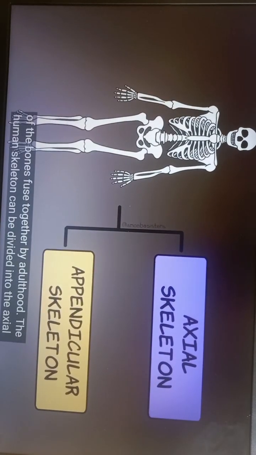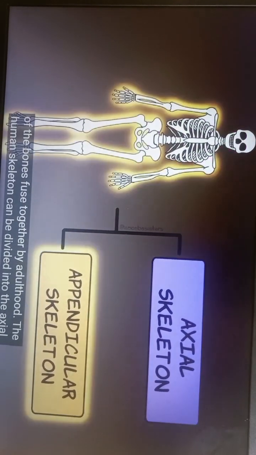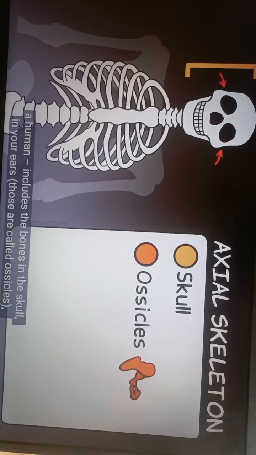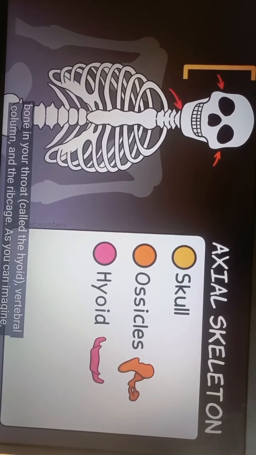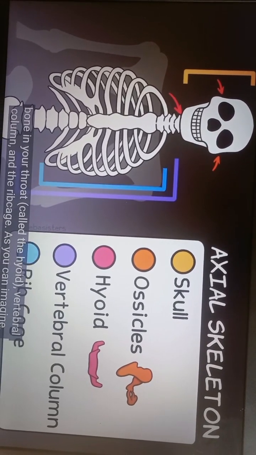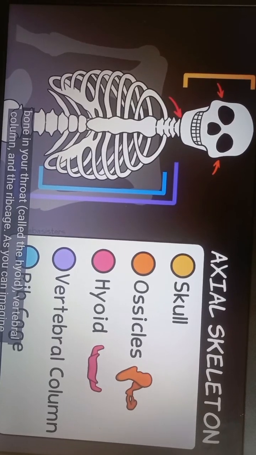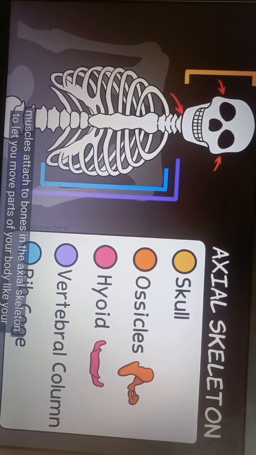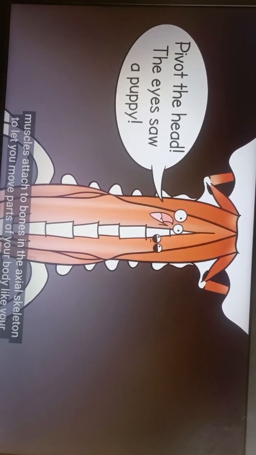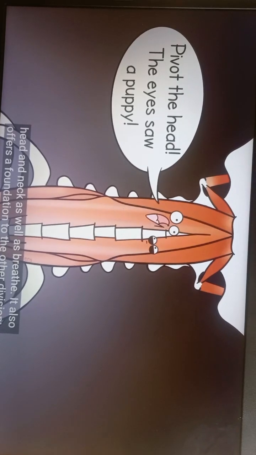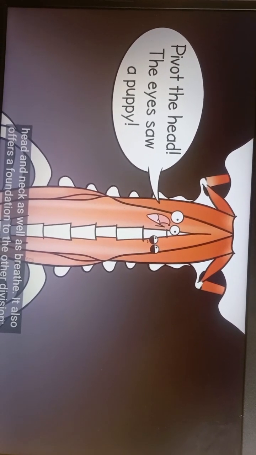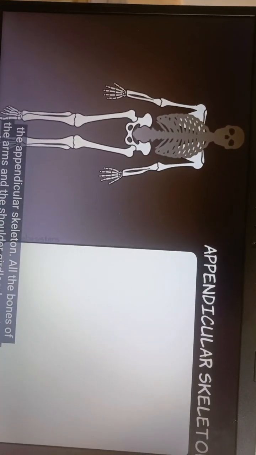The human skeleton can be divided into the axial skeleton and the appendicular skeleton. The axial skeleton, think central axis of a human, includes the bones in the skull, in your ears, those are called ossicles, bone in your throat, called the hyoid, vertebral column, and the rib cage. As you can imagine, muscles attach to bones in the axial skeleton to let you move parts of your body like your head and neck, as well as breathe. It also offers a foundation to the other division, the appendicular skeleton.